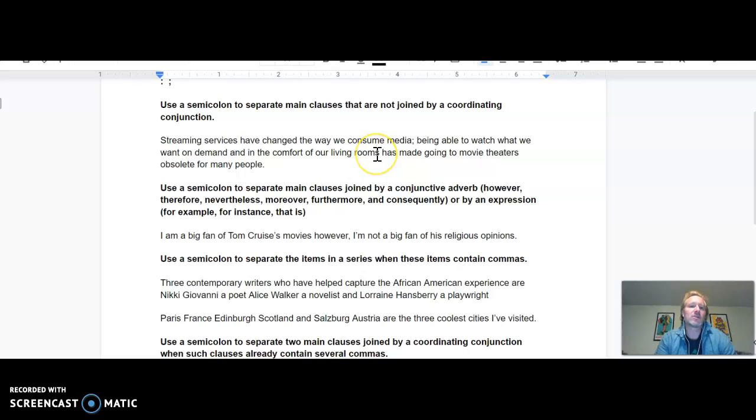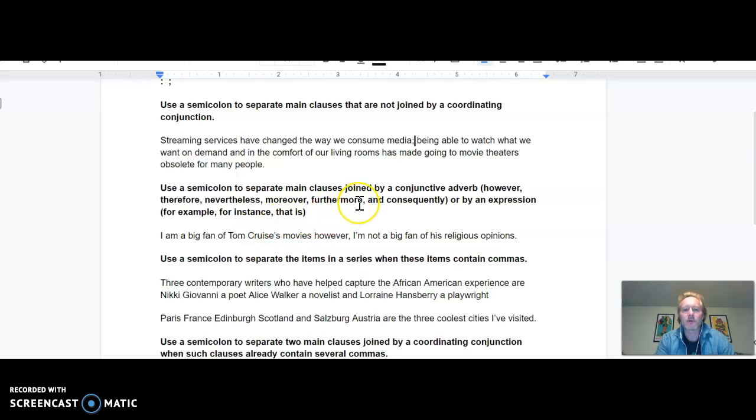The second one is to use a semicolon to separate main clauses when they're joined by a conjunctive adverb. These are words like however, therefore, nevertheless, moreover, furthermore, consequently, and also expressions like for example, for instance, or that is. So here's an example of that.